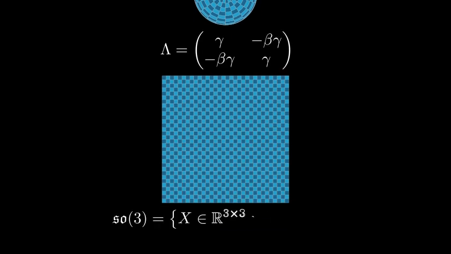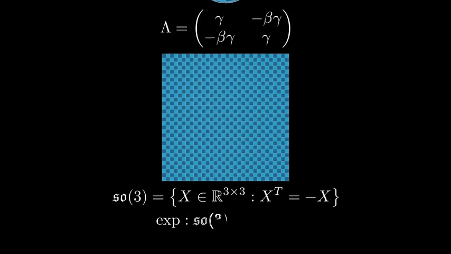For example, the Lie algebra of SO(3), denoted so(3), consists of 3 by 3 skew-symmetric matrices. These matrices correspond to infinitesimal rotations around the x, y, and z axes. The exponential map connects these infinitesimal transformations to the full rotation matrices.